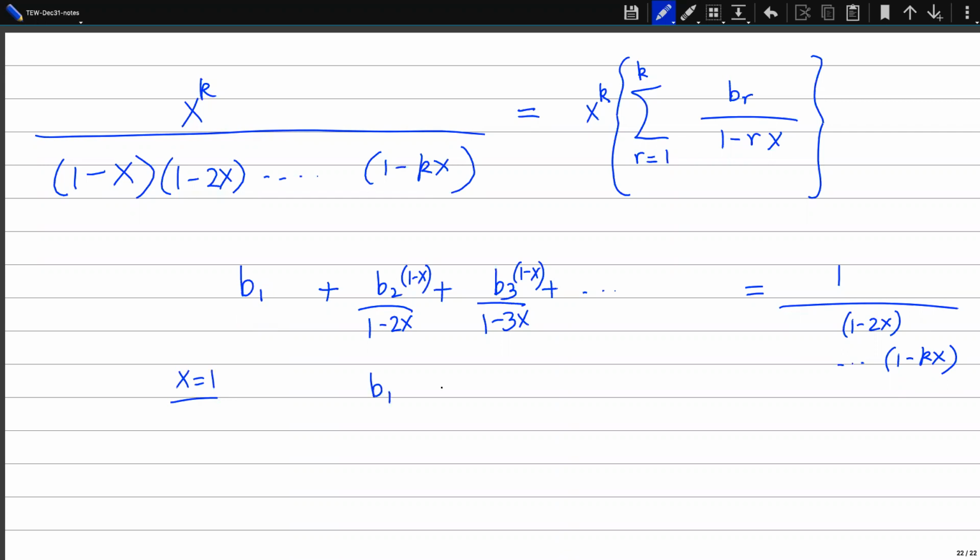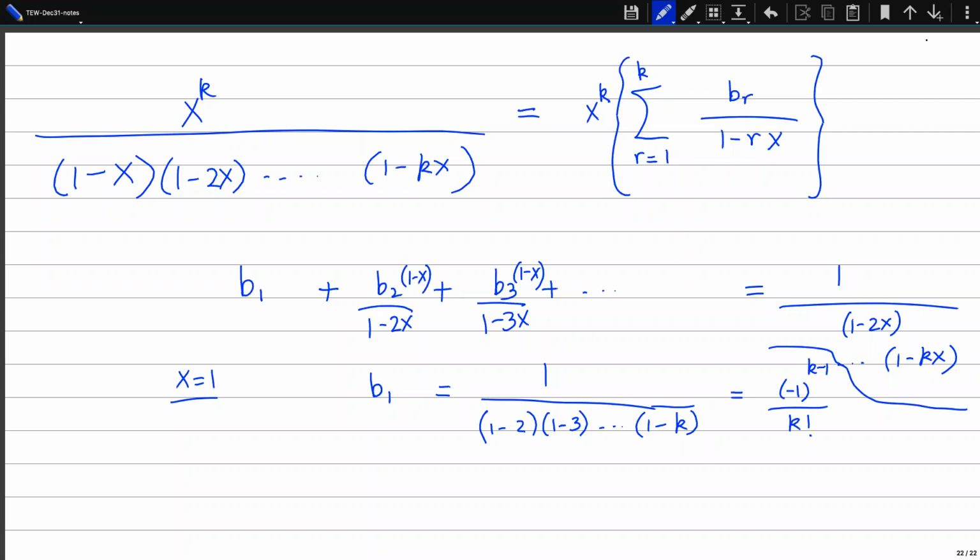Okay, so what does that give you? b_1 equals 1 over the product of all the other terms in which I have substituted 1 for x. So this is like (1 minus 2)(1 minus 3) till (1 minus k). So this is b_1. Okay, so another way of writing it is there is a negative sign, there are k minus 1 terms, and there is 1 into 2 into 3 till k. So that's k factorial. So that's what b_1 looks like.